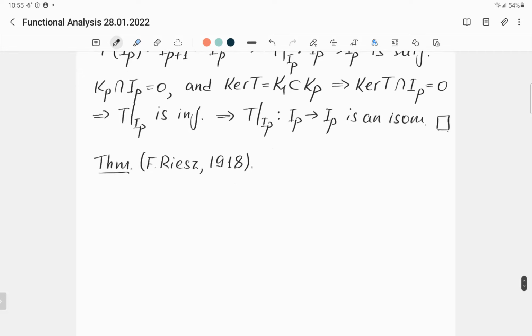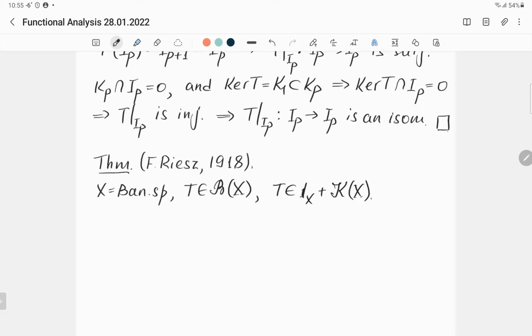Okay, so now suppose that X is a Banach space, and T is a bounded linear operator on X, which has the following special form. It is a compact perturbation of the identity operator. That is, it has the form 1 plus a certain compact operator. Then we have the following results. First of all, I claim that T is Fredholm.